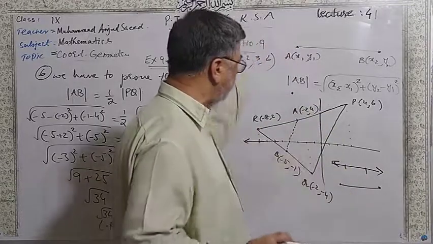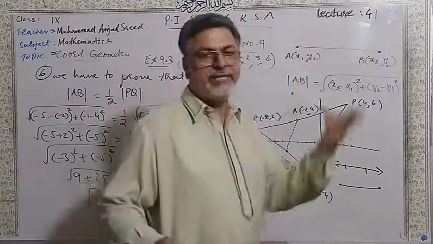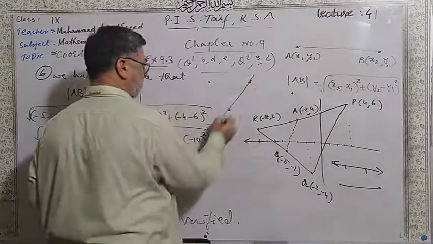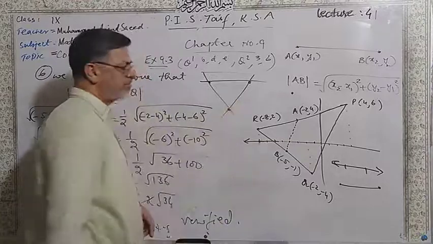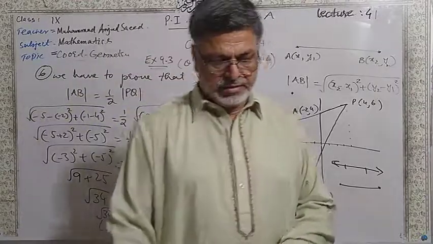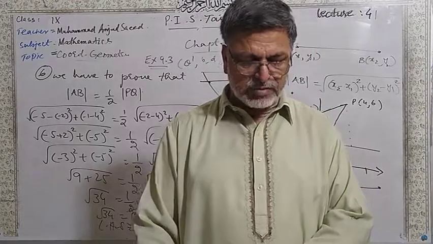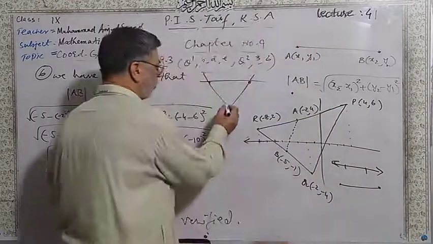A triangle is formed by 3 collinear points? No, collinear points are on the same straight line. How can they make a triangle? Actually, 3 non-collinear points make a triangle, like this. Each side of a triangle has two collinear vertices. Yes, correct. These are the two collinear vertices.